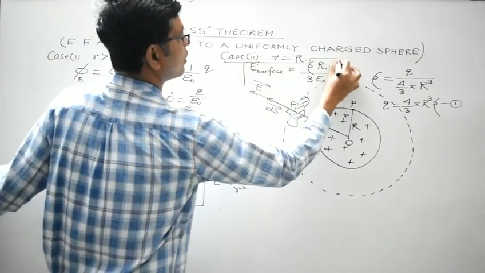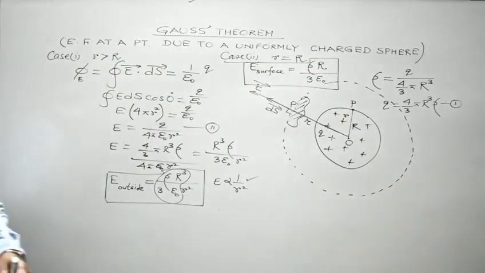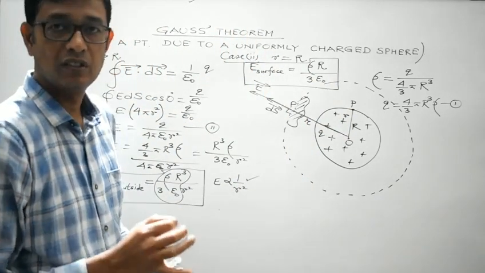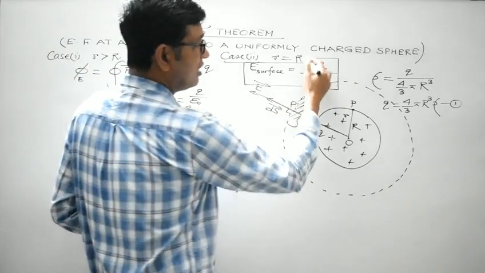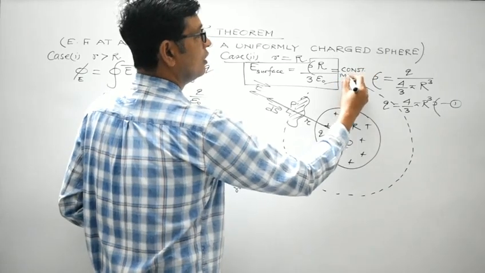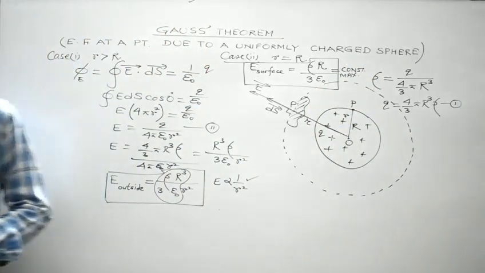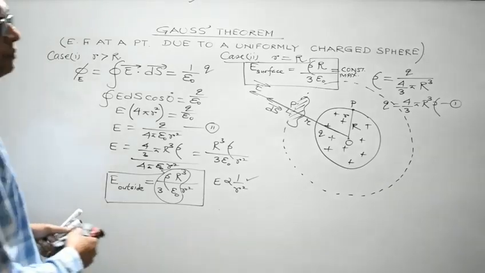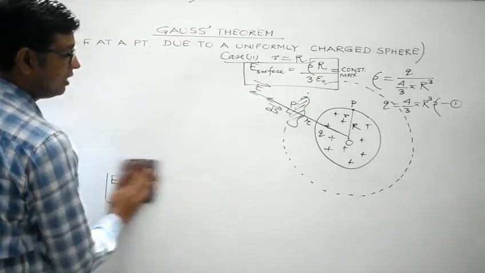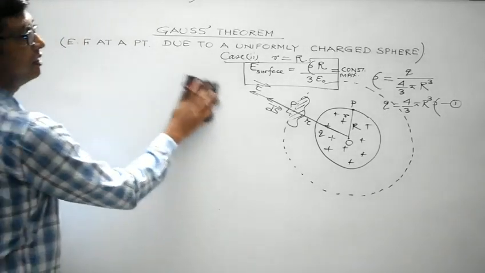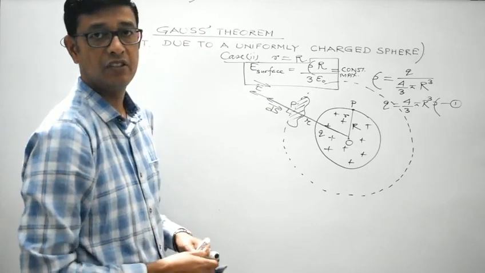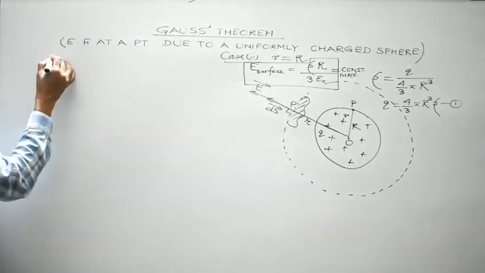So this is the expression for the electric field at a point on the surface of the uniformly charged solid sphere. Now you can check, the entire term is constant. So it is a constant maximum value. So that's an important conclusion. Due to a uniformly charged solid sphere, the electric field at a point on its surface is maximum. This is what we have derived from subcase 2, right? Now the third and the final case is left.